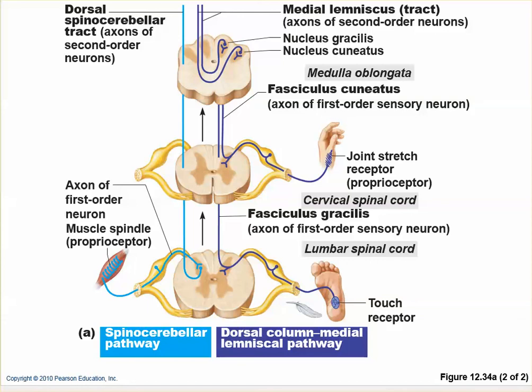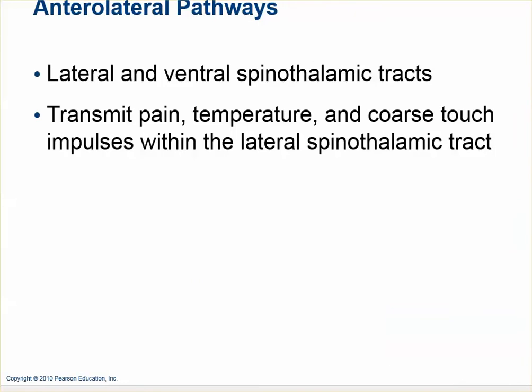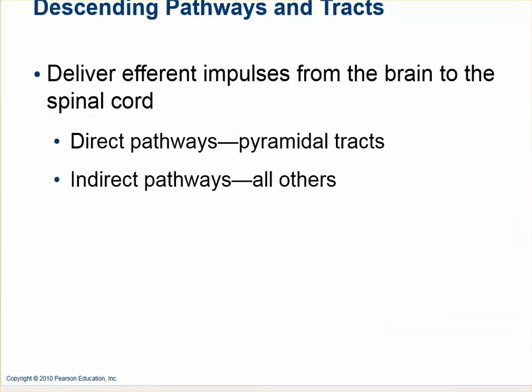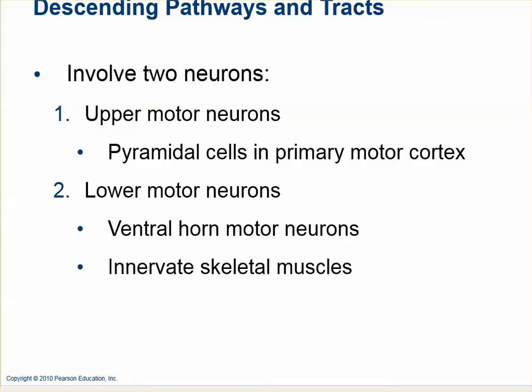Similarly, the descending pathways, if we just go down here, have either direct or indirect ways of going, but there's always two neurons. There's an upper motor neuron, where the cells are up in the motor cortex, and the lower motor neurons, the cell bodies, are in the ventral horn of the spinal cord at the level in which the nerve leaves.